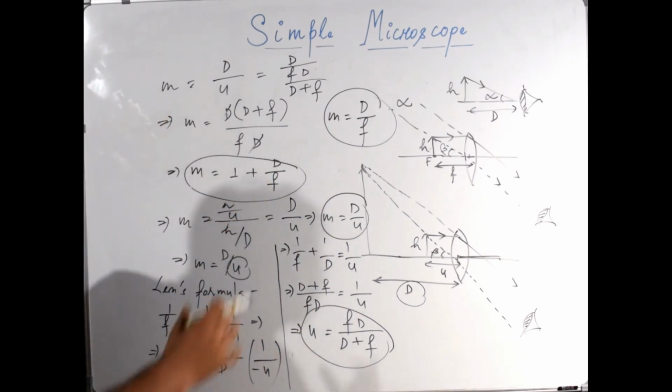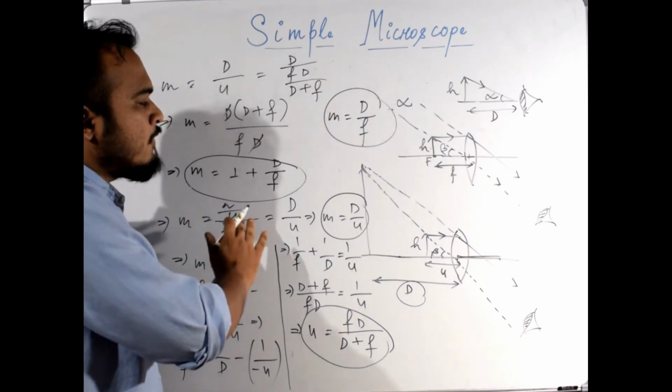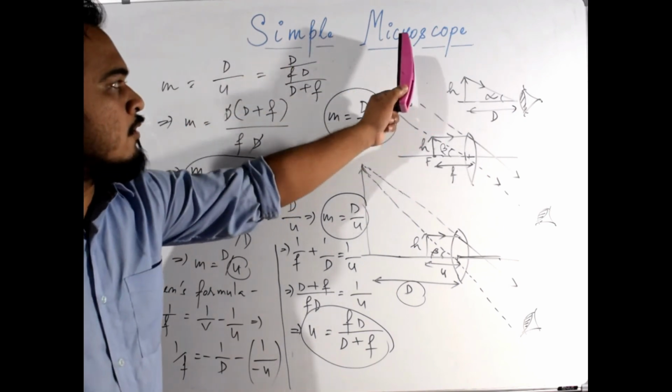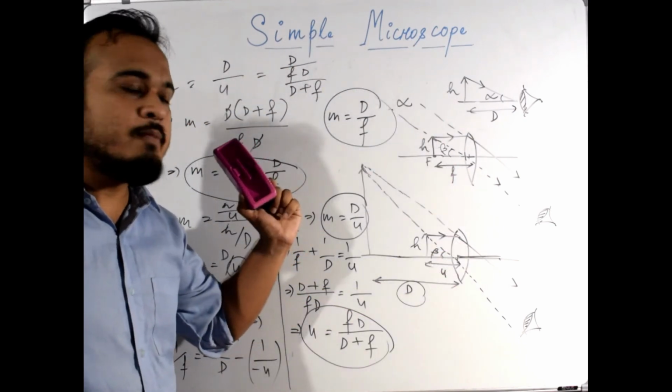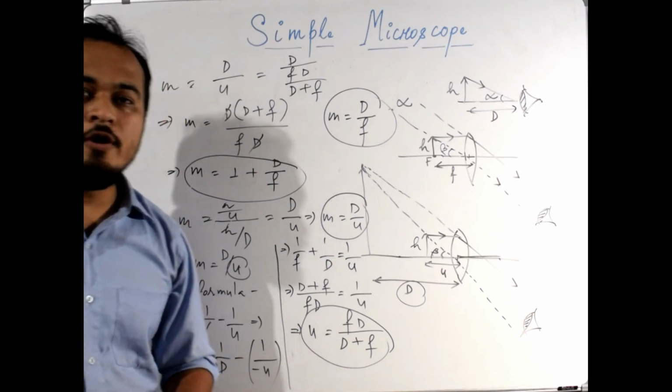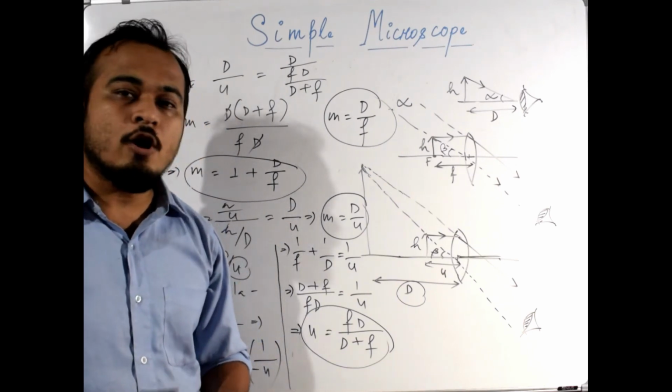So this was the derivation of angular magnification for simple microscope. In the next video we are going to discuss the compound microscope.